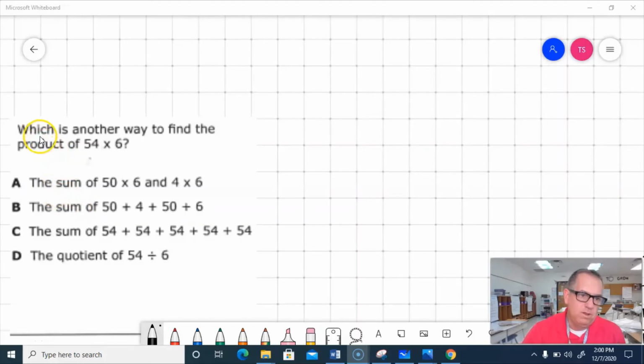Okay, we're going to look at a few of these guided practice problems. Follow along as I read. Which is another way to find the product of 54 and 6? And we have 4 different choices down here. The first step we're going to do is figure out what is the product of 54 and 6. So what is the answer to 54 times 6?